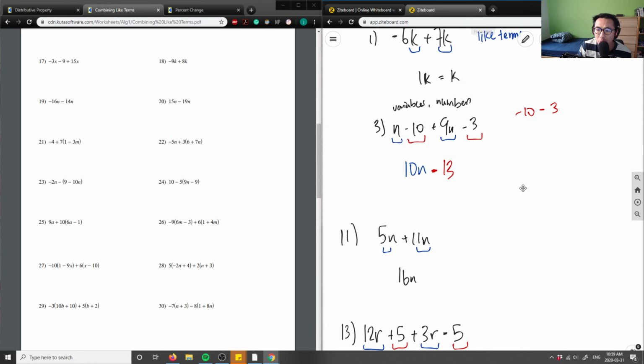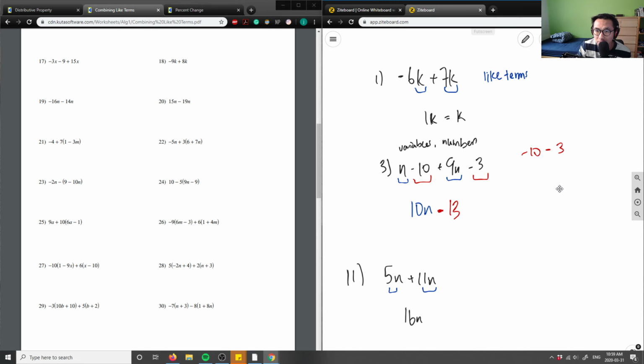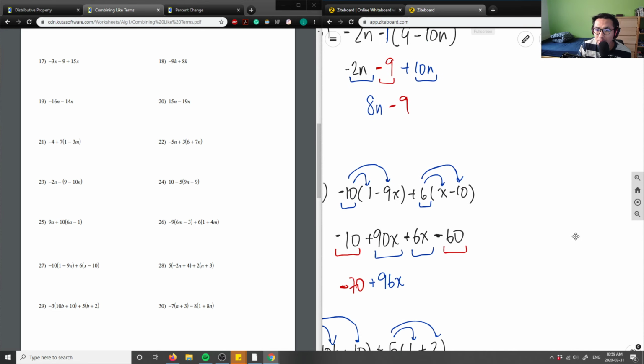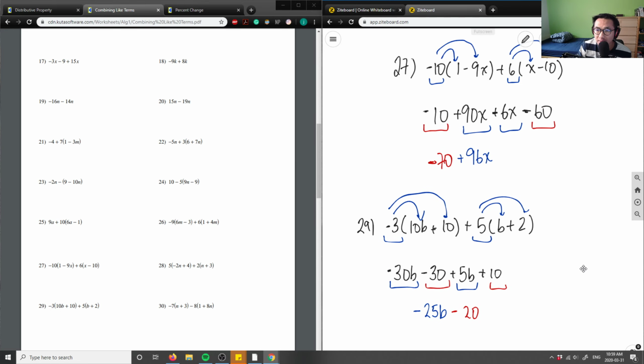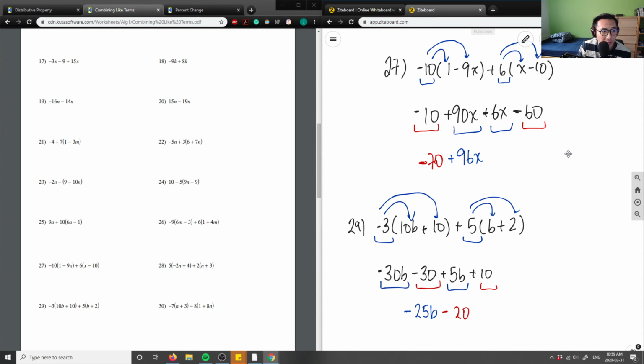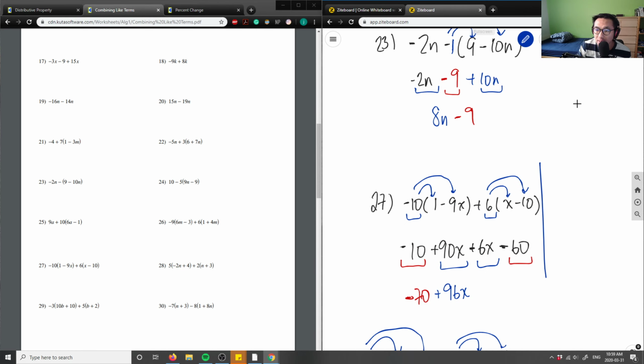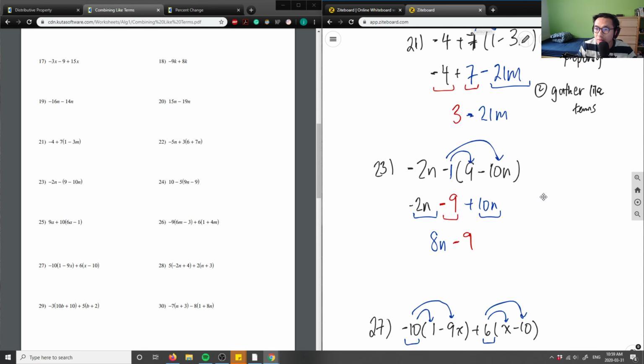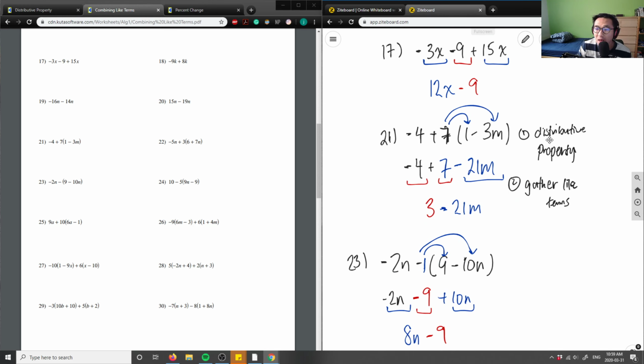And then today we did a bunch of questions with like terms, and then we put it all together near the end of the video when we did distributive property first. And I think I wrote this down here. We did distributive property first here, and then we gather like terms.